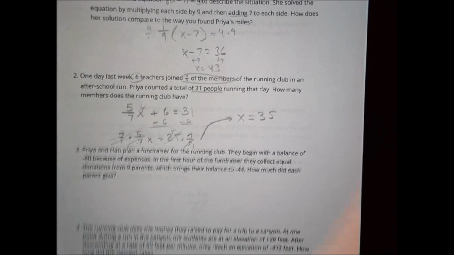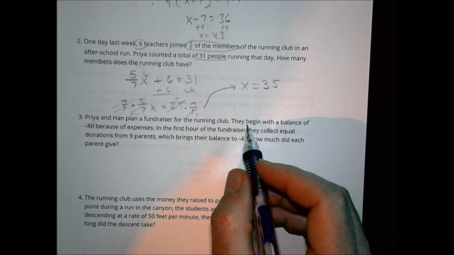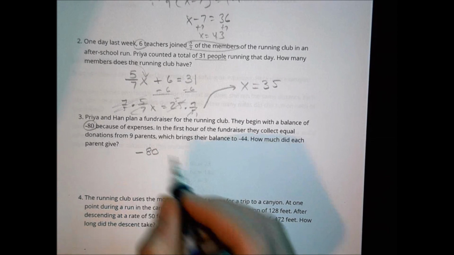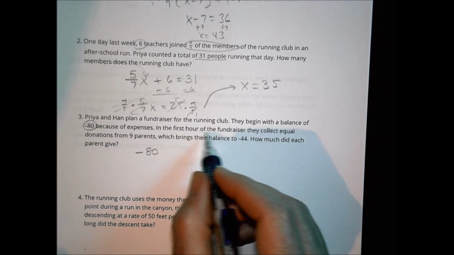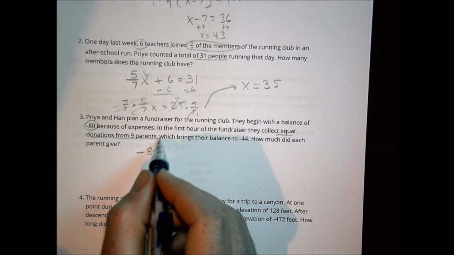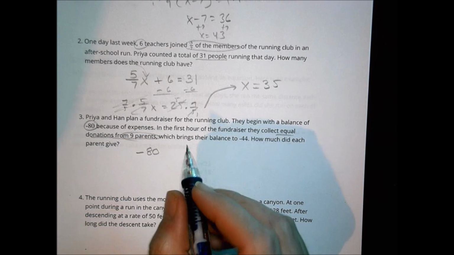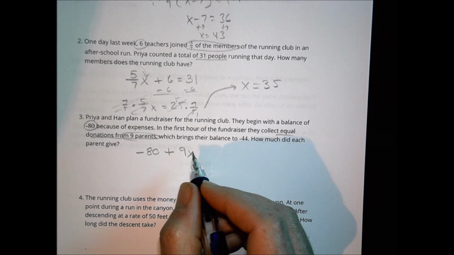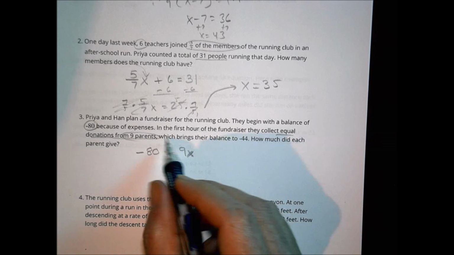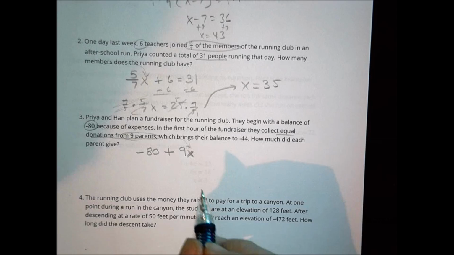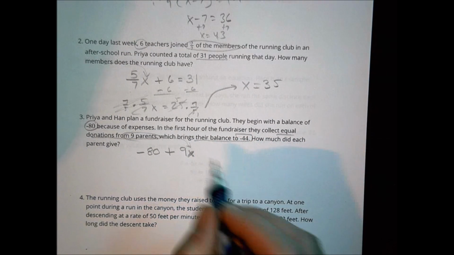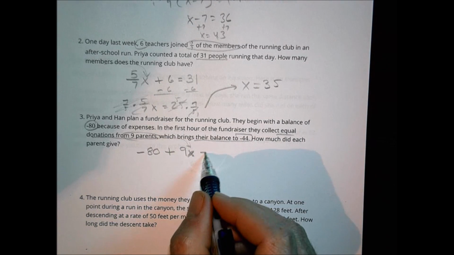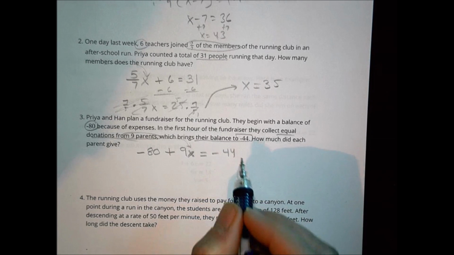Number 3, Priya and Han had a fundraiser for the running club. They begin with a balance of -80 because of expenses. So we know they have -$80 in their account. In the first hour of the fundraiser, they collect equal donations from 9 parents. So they started with less than -80, and then they're going to add to that donations in equal amounts from 9 parents. So whatever that donation amount is, that's their x value that happened 9 times. That brings their balance to -44. So when you take their beginning and you add to it the new donations times 9, we're going to equal -44. So how much did each parent give?